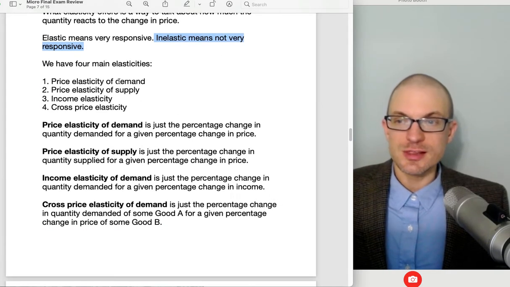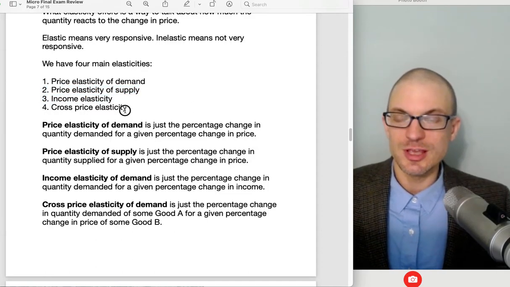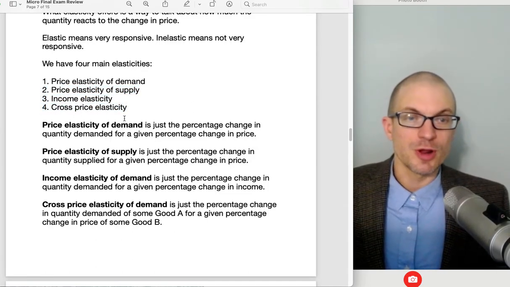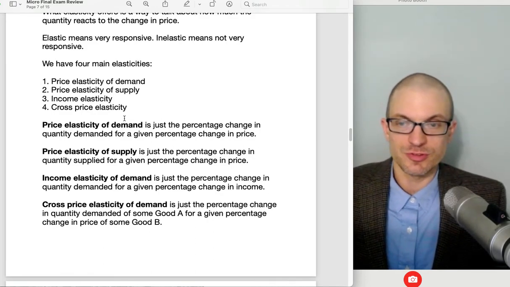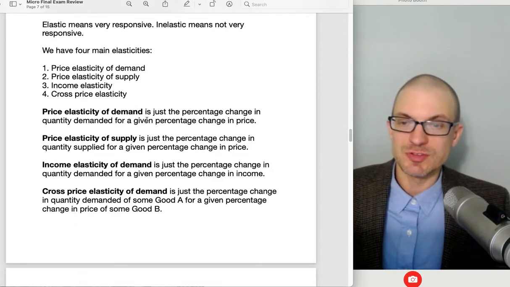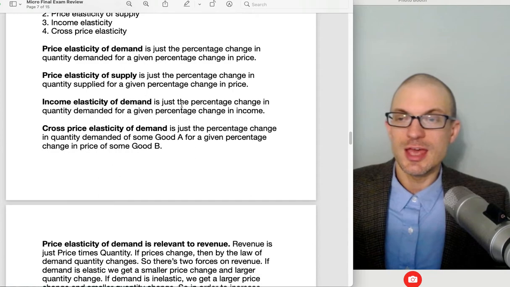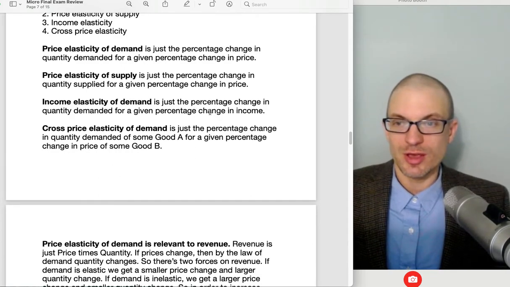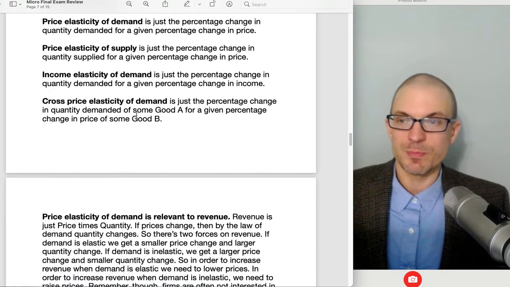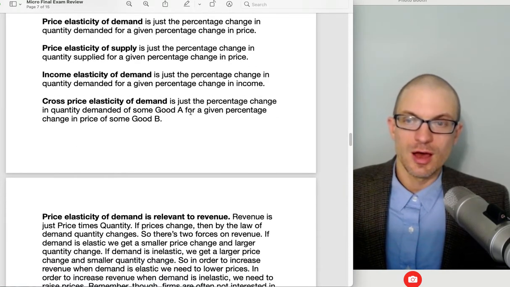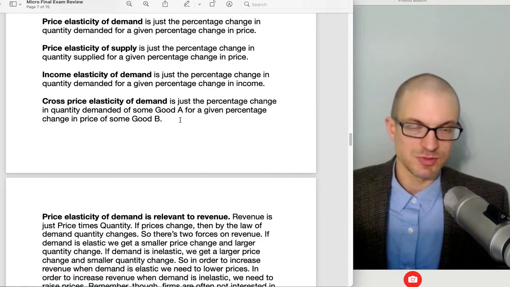We have four key elasticities: price elasticity of demand, price elasticity of supply, income elasticity, and cross-price elasticity. So price elasticity of demand is just the percentage change in quantity demanded for a given percentage change in price. Price elasticity of supply is just the percentage change in quantity supplied for a given percentage change in price. Income elasticity is just the percentage change in quantity demanded for a given percentage change in income. And cross-price elasticity is just the percentage change in quantity demanded of some good A for a given percentage change in the price of some good B.